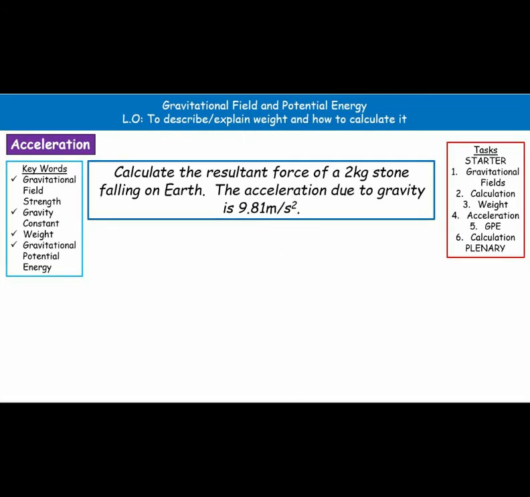So let's have a go at using that formula then. Question is on the screen for you. Calculate the resultant force of a 2 kilogram stone falling on Earth. The acceleration due to gravity is 9.81 meters per second squared. So write your answers in your books. I'm only going to give you about another 40 seconds to do this.